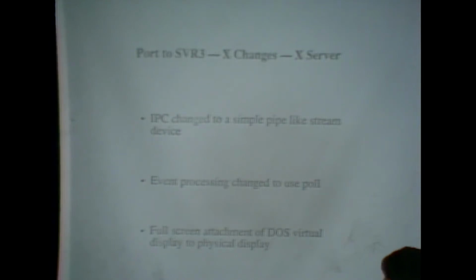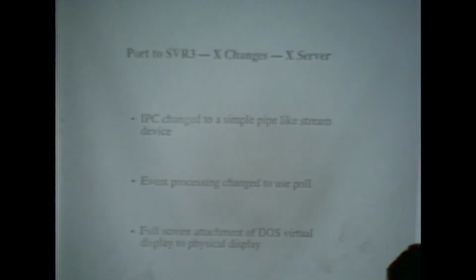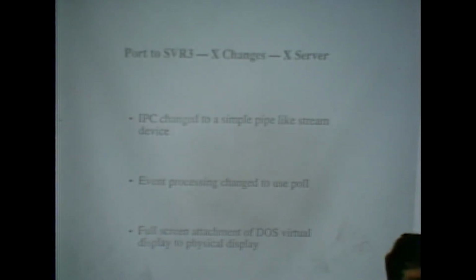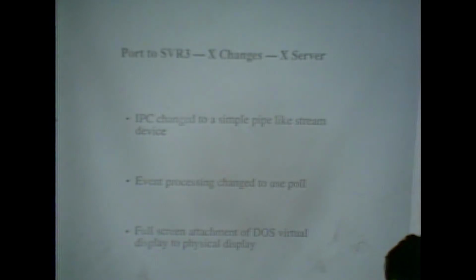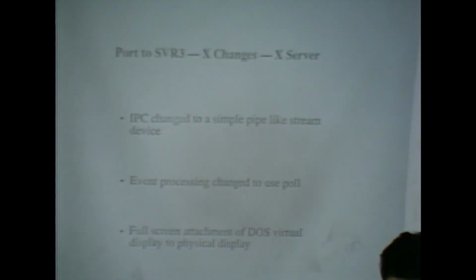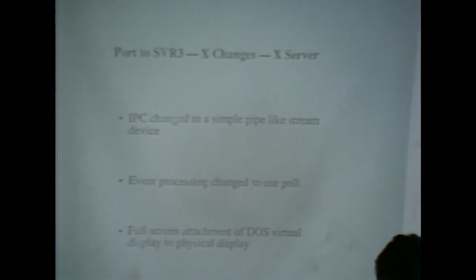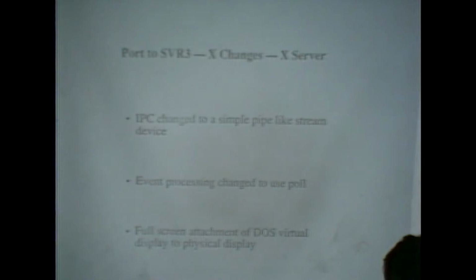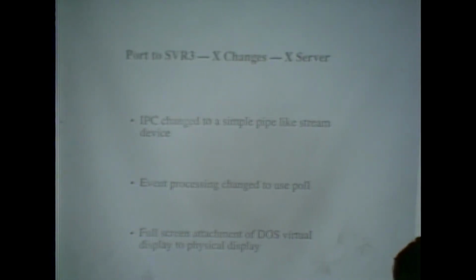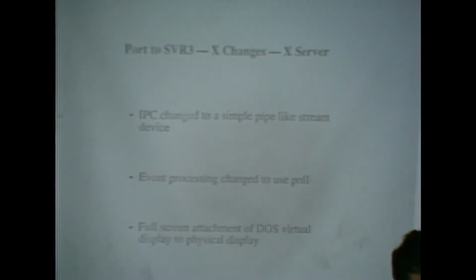The server changes, many of them had to do with the fact that we had to change the inter-process communication from TCP or DECnet to a streams-based system. There's a simple streams device that's actually distributed with the SVR3 kernel that is used for the IPC, and of course it only works within the processor and does not allow networking.